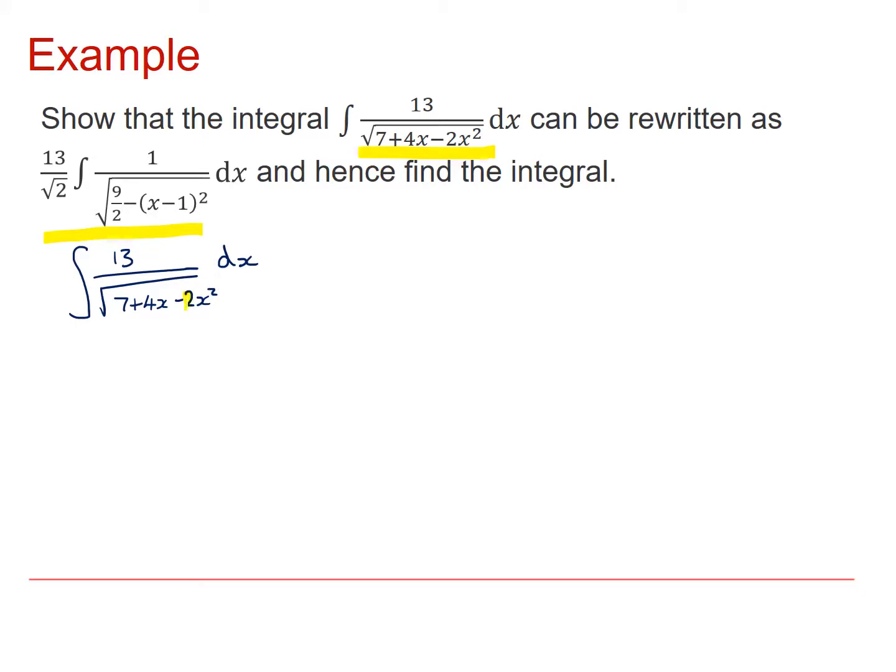And notice I've got a 2 here, and I really would like just 1x squared somewhere inside this bracket rather than 2, and I've got a 13 on the top. So I'm going to factor out both of those. So this is going to give me 13, that's factoring the 13 out from the top, and that's over root 2. This 2, as it comes out through the square root sign, becomes a root 2. The integral of 1 over the square root of 7 over 2 plus 2x minus x squared dx.